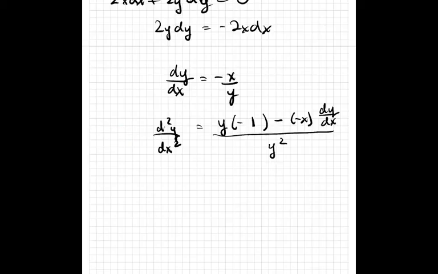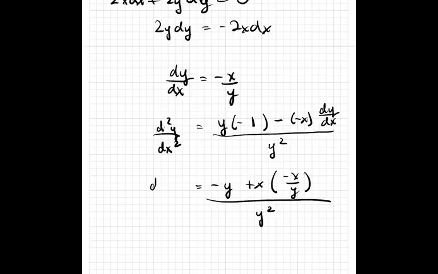Okay, so now that we have the dy by dx, we can substitute in what we just found, right? We're going to get a negative y. Double negative is plus x times negative x by y over y squared. Again, this is d squared y by dx squared, okay?